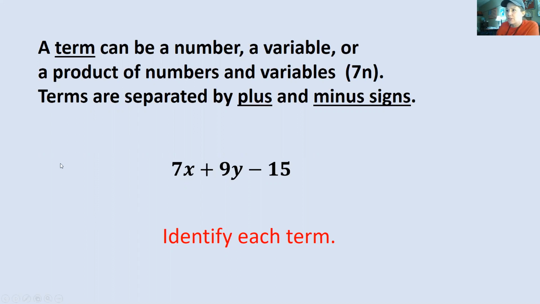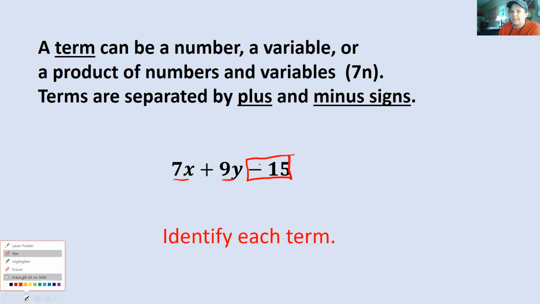So first thing I want to let you know is make sure you understand what terms are. In math, terms can be a variable by itself. It can be a number by itself, like minus 15, or it could be a number attached to a variable. The thing that separates terms are plus and minus signs. So here in this example, we have three terms. What are those three terms? Well, we have 7x, 9y, and negative 15.